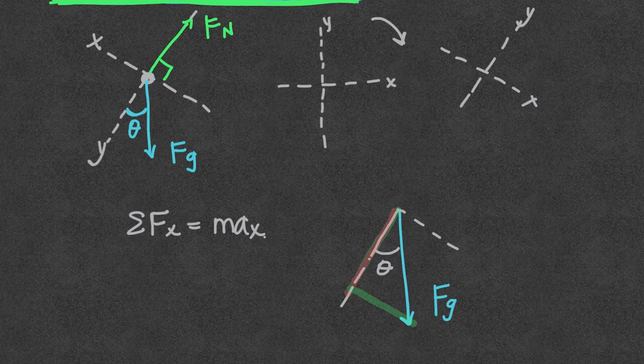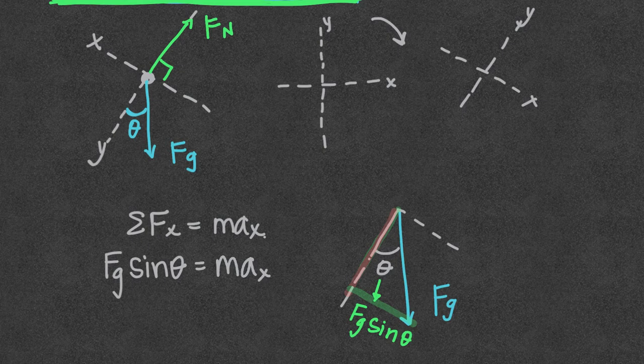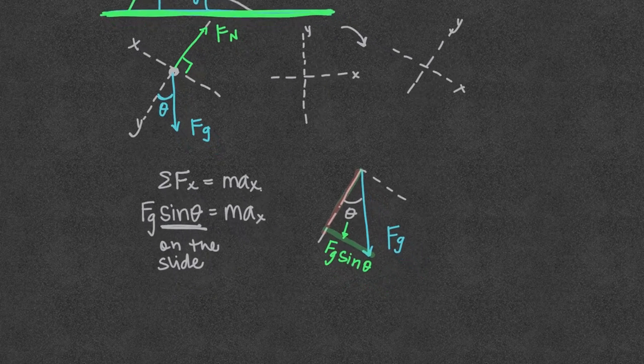Now the x component in this case is opposite of the angle, and so it will be hypotenuse times the sine of theta. So that means that my force in the x direction will be Fg sine theta. And there are no other forces acting in the x direction in this case, so that would equal ma in the x direction. Sometimes I like to say that the sine is on the slide. So it's the sine component of your weight that makes you slide down the slide. That's what makes it fun.